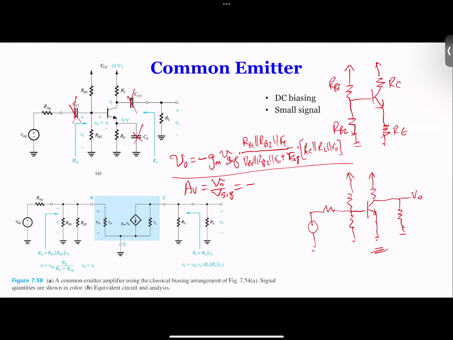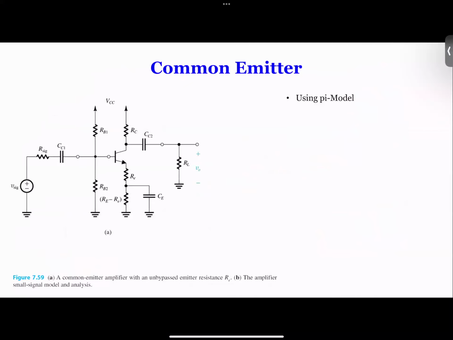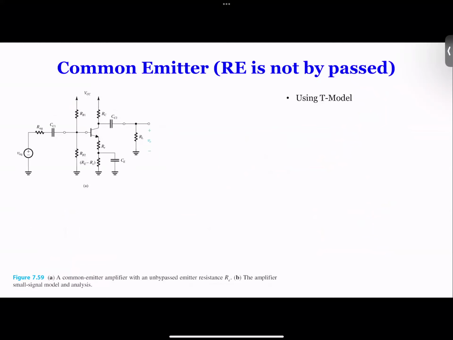And GM is usually in the 20s, 30, or single digits. So you multiply all this together, you find that this gain is actually quite large. Sometimes it can go as high as 50, 40, or 100, depending on the parameters that you put in. So this is our common emitter amplifier. Again, use the pi model, so we're going to skip that. We did that already.